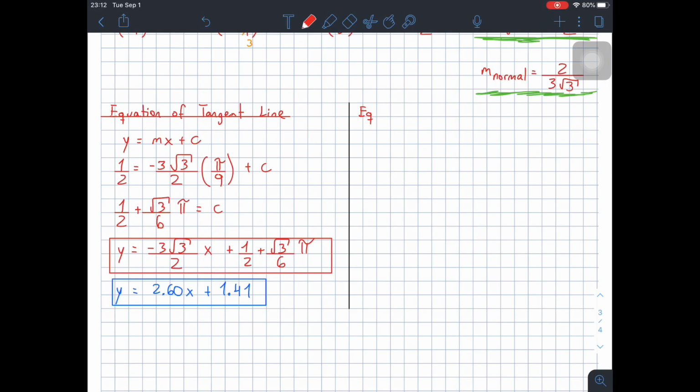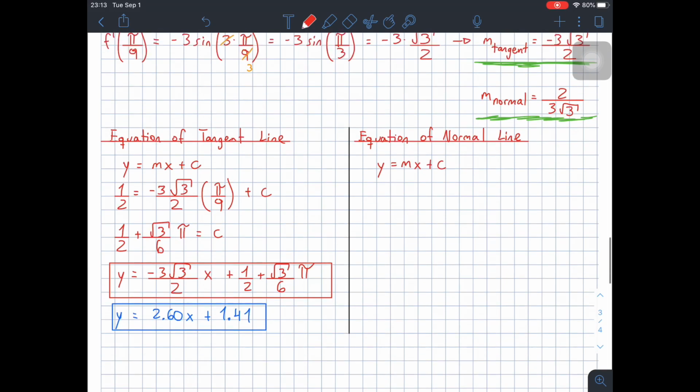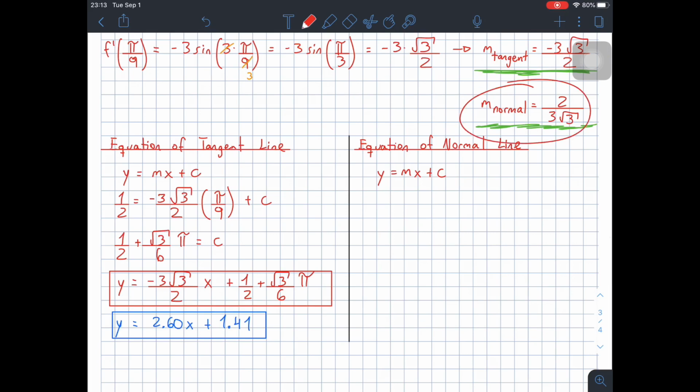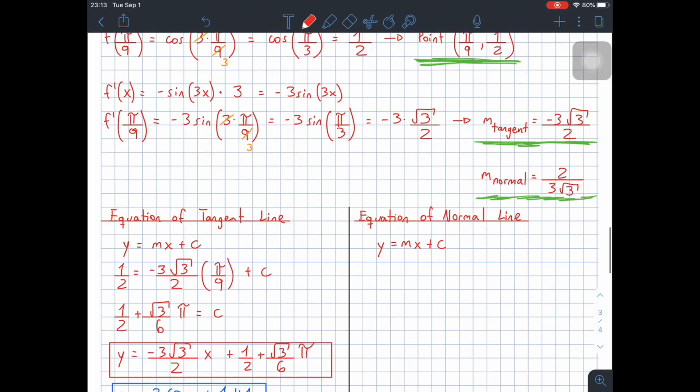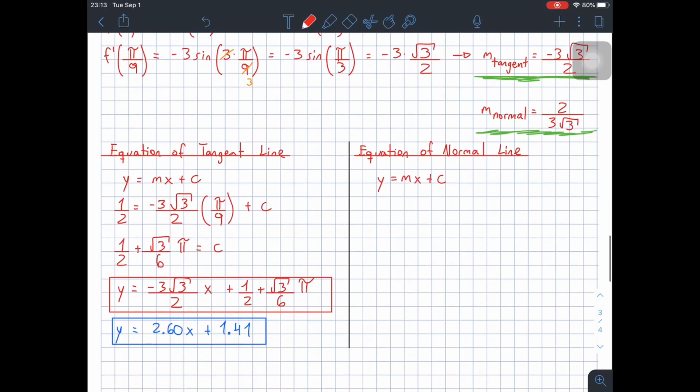So, equation of normal line. To find the equation of the normal line, it's the same thing, right? y equals mx plus c. But now we need to use this value for the slope. The point is the same one, right? This one over here. So we're going to replace values.